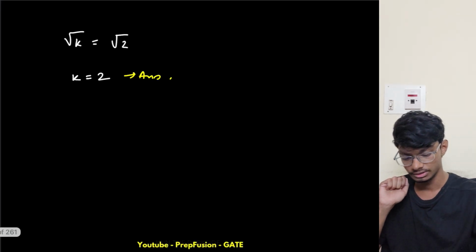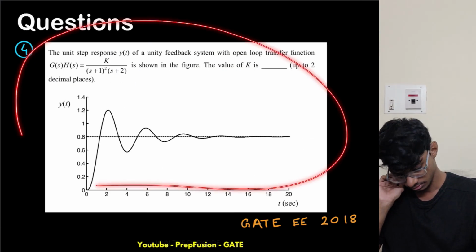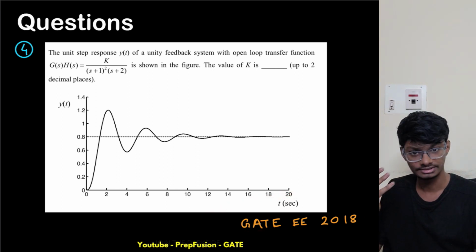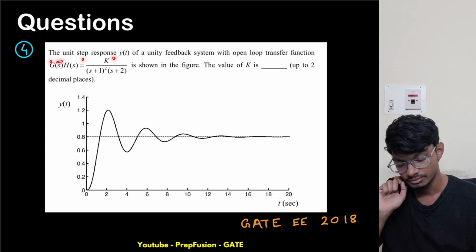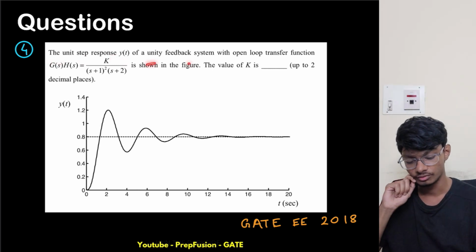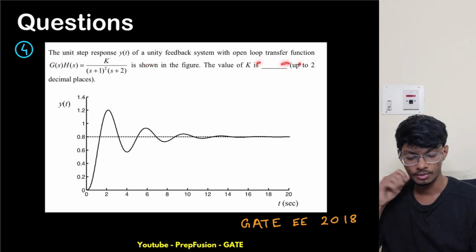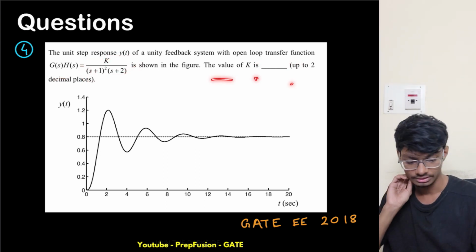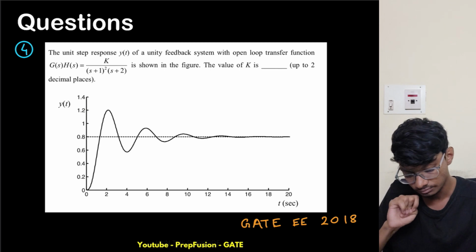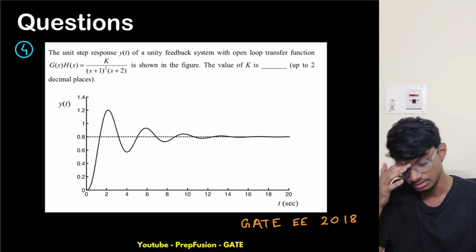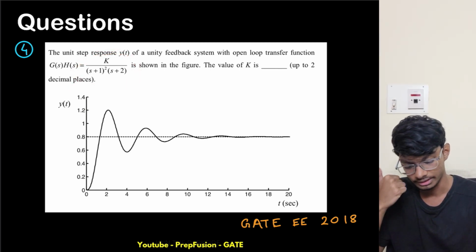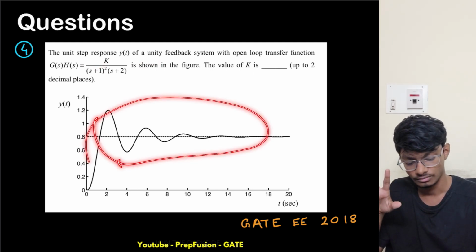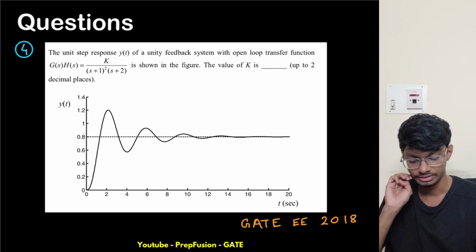Now let's go to another question. This question is a GATE question. What it is telling is that we have to find the unit step response y of t of a unity feedback system with open loop transfer function GH equal to this one, and the value of K is to be found. The open loop transfer function is given and the unit step response of the unity feedback system is given. So this is the unit step response.